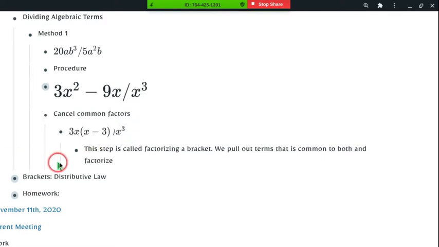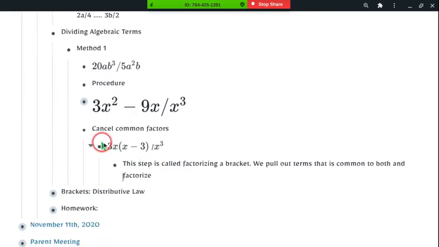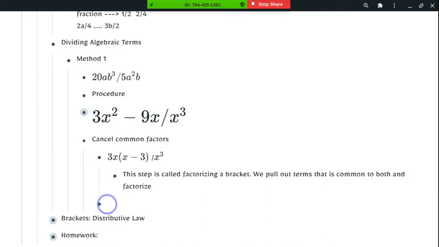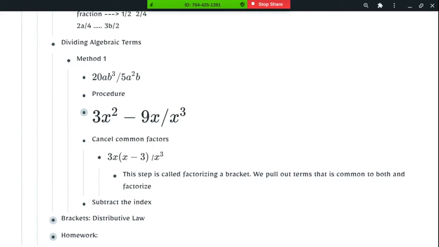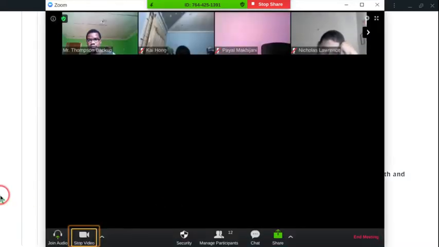So let's take it step by step again. The next thing that we had to do, what was step 2? Subtract the index, sir. Right. So we're going to subtract the index. Step 3 was for you to simplify if there was anything else to simplify. But because we didn't have anything else to simplify, we didn't use step 3. Step 3 was just essentially for you to simplify, if that makes sense.